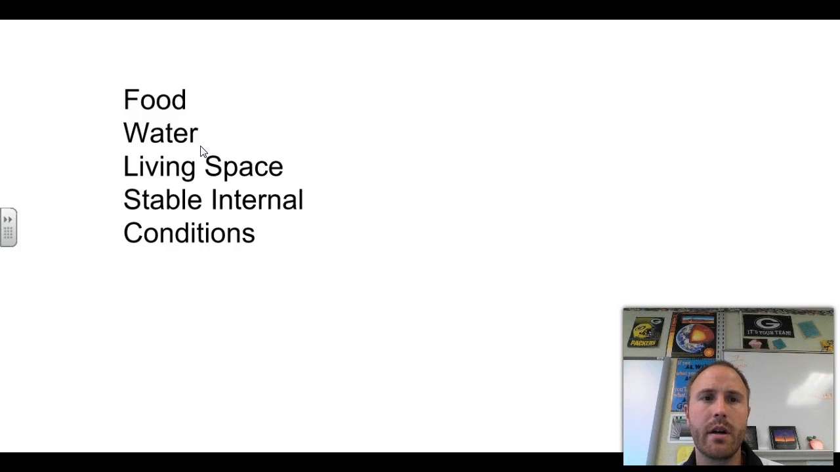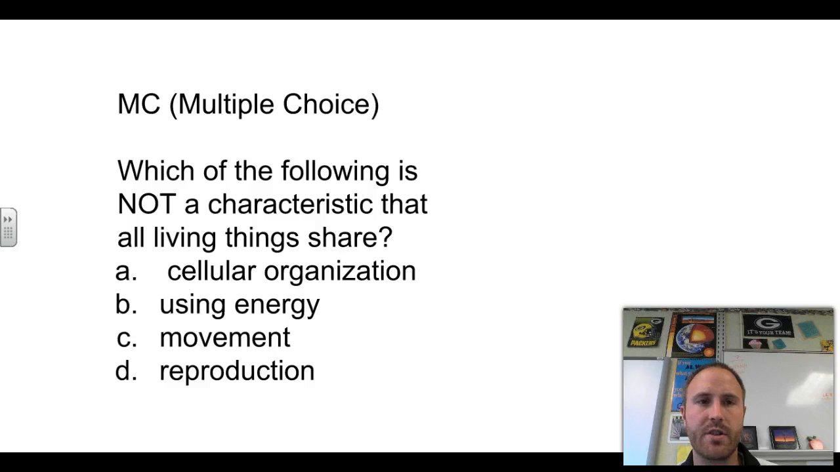Now, your multiple choice question. After I read this to you, I'd like you to push pause and respond to it in the form. Which of the following is not a characteristic that all living things share? Is it A, cellular organization, B, using energy, C, movement, or D, reproduction? Okay, push pause, respond to it, and come back.